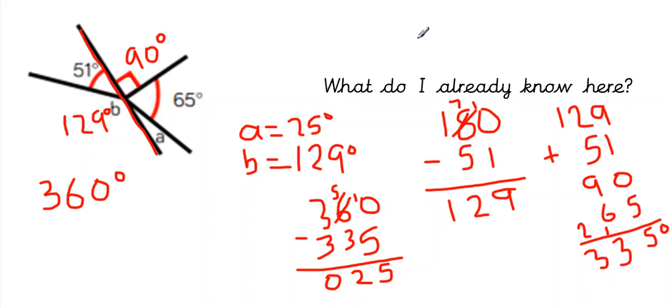If I add all those angles up now, so if I added 129, add 51, add 90, add 65, add 25 degrees, I would get 360. Looking at this angle here, angle A, I can see that it is closer to 0 than it is to 90, therefore 25 degrees must be correct.